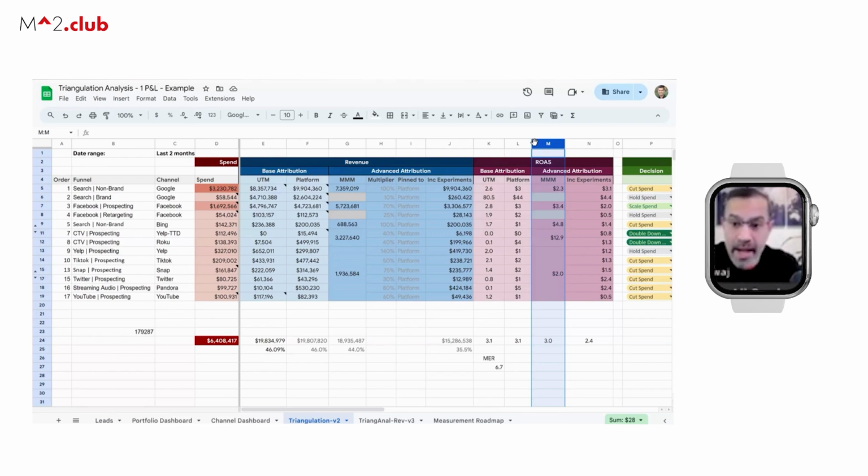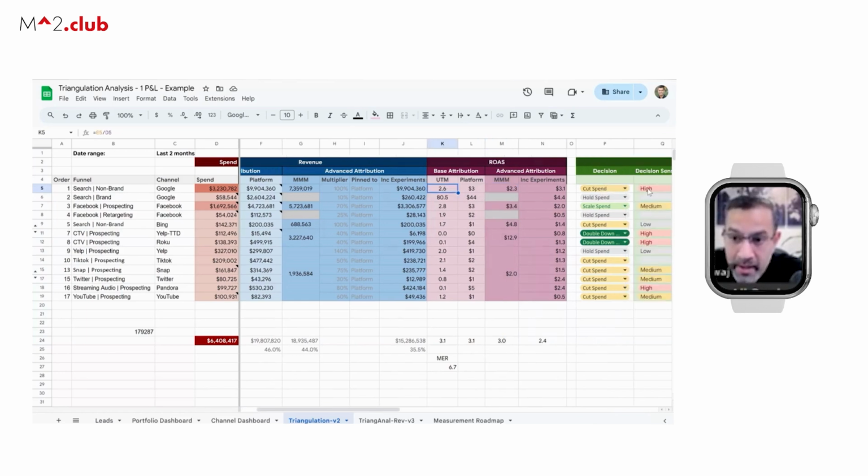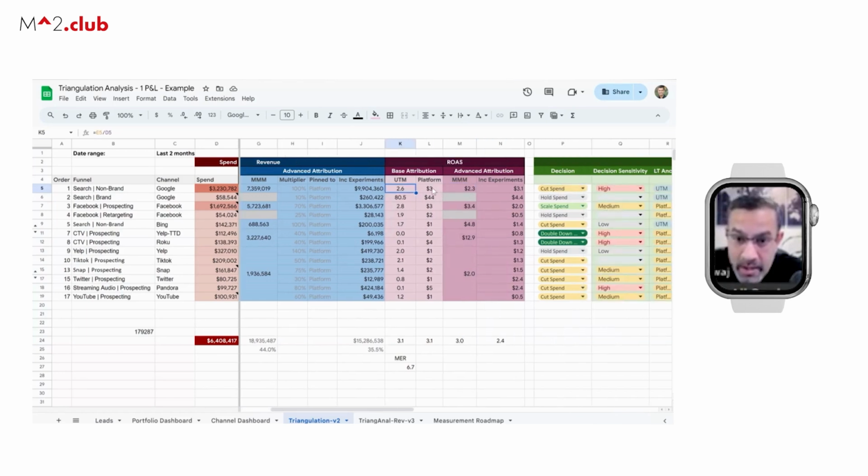When you do that, you end up in the situation where you say, oh, wait a second, MMMs are reporting even lower ROAS than UTM. So I would actually cut spend here, but it's a pretty sensitive decision because it's my highest spending channel, with 50% of my budgets here. So it could have a significant impact on my business. I should probably test this one. This is definitely something I should test, okay?